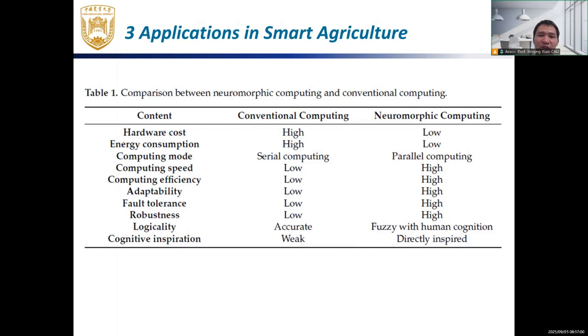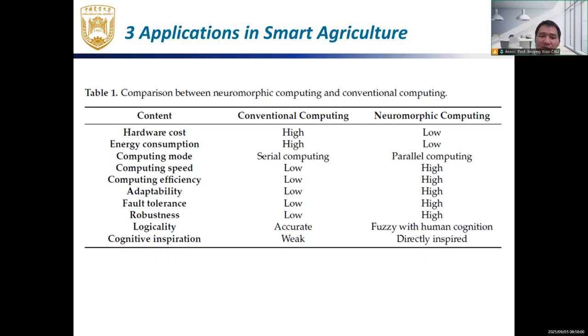So based on the comparison between neuromorphic computing and conventional computing, we can see different advantages and disadvantages. For example, conventional computing, just like an AI computer with hardware storage and also MCU, has high hardware cost and high energy consumption, and the computing mode is just serial computing. But neuromorphic computing has a low hardware cost, low energy consumption, and also parallel computing, so the speed is very high and the computing efficiency is very high, and also adaptability and fault tolerance would be really high. So the logic could be further aligned with the human connection.